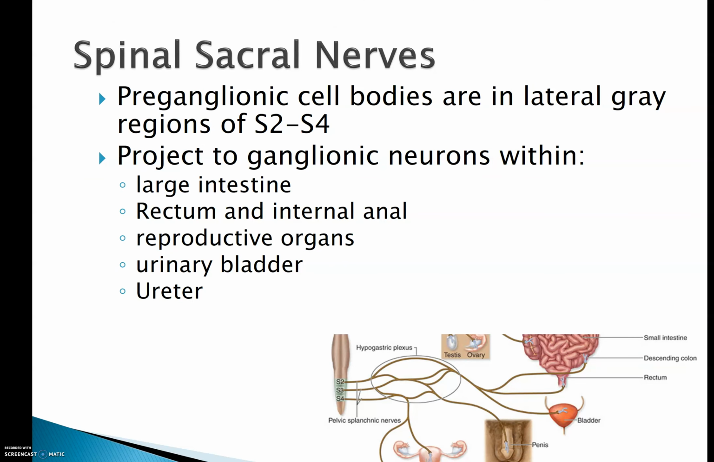Now the sacral, again, this plexus is not the same for everybody, so we're not going to worry about it. The cell bodies are in the lateral gray matter of S2 to S4, and it goes out anterior root, anterior rami. It goes to part of your large intestines, your rectum and internal anal sphincter, reproductive organs, urinary bladder, and ureter.